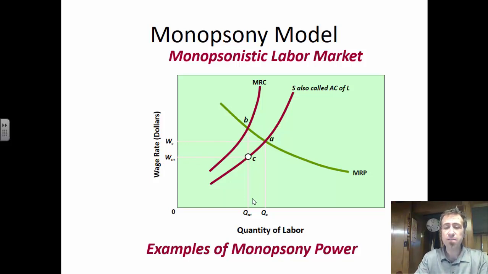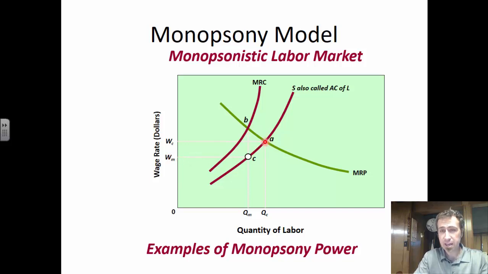So how do they figure out how much to employ? Well, they go to where the MRC curve intersects the MRP curve, sort of like where the marginal revenue and the marginal cost curve intersect. And instead of going up, they go down to the supply curve. And from that point, that's going to be the wage, the monopsony wage. And if they go down all the way, that's going to be the quantity of labor they're going to hire. And so that would be your monopsony wage.